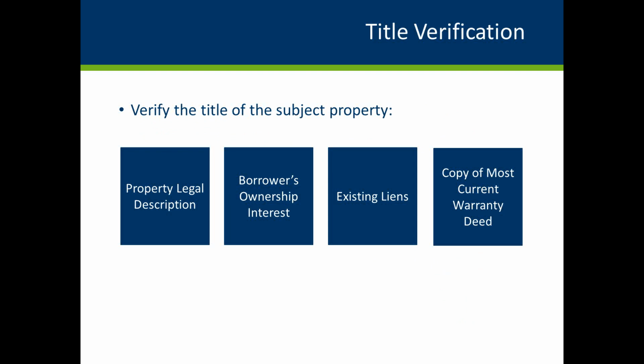If you do not order an O&E report through a title company, you must independently include the following documents in the loan file: the property's legal description, borrower's ownership interest using a chain of title record obtained through the county, copies of all recorded documents on the property, and a copy of the most current warranty deed.